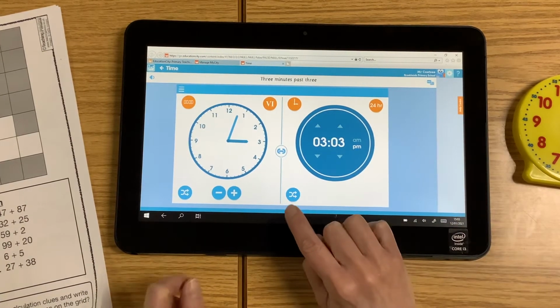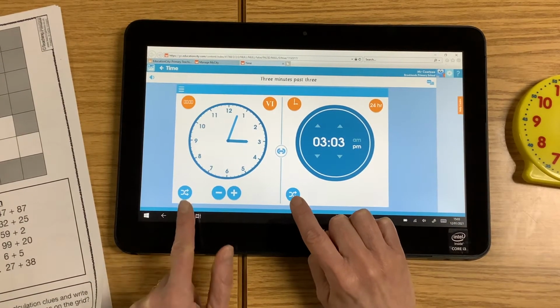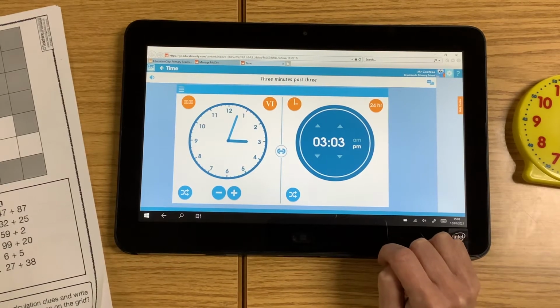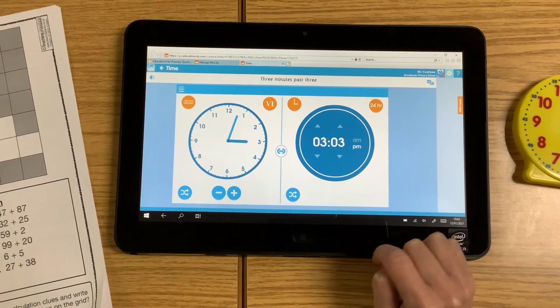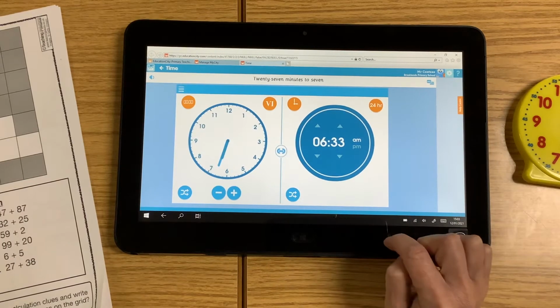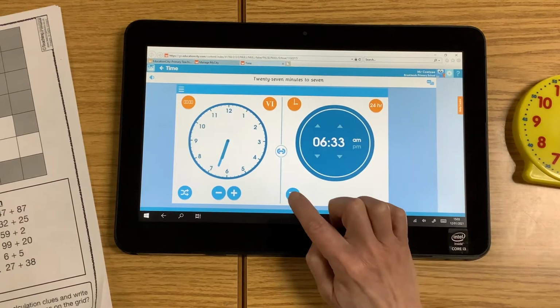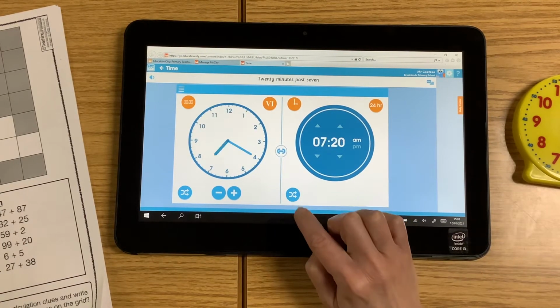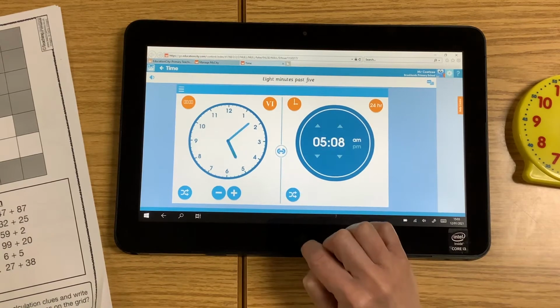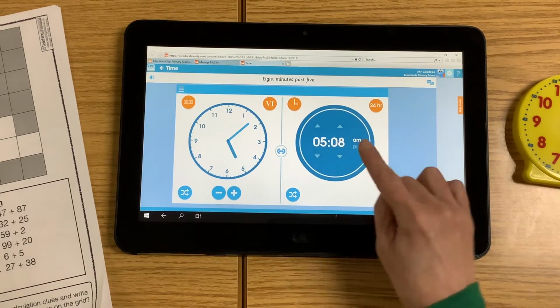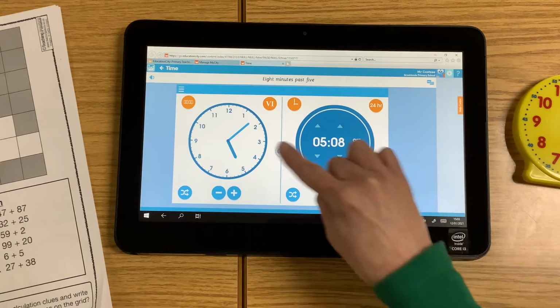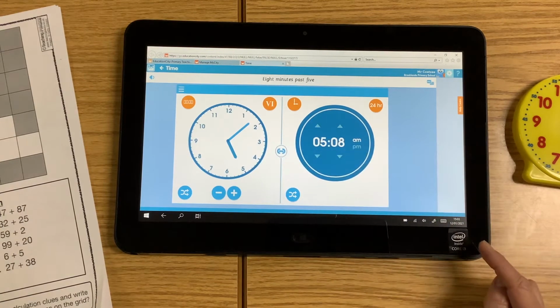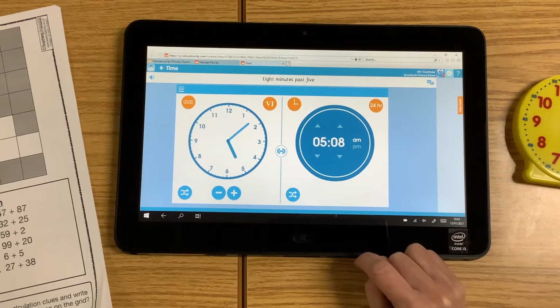Now, by using these arrow keys at the bottom, I can make some random times. So if I click on that one, it gives me a random time. 6:33, there's 5:16, 7:20, 5:08. What it's doing is giving me a random time, but it's also matching up the times on the clocks for me. So both clocks are showing me the same time.